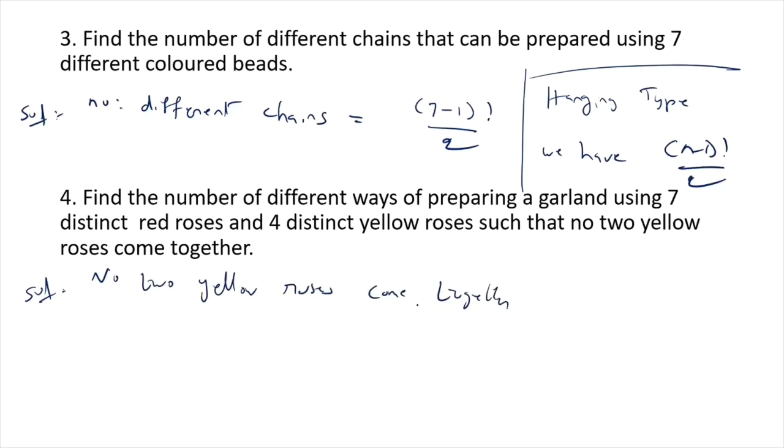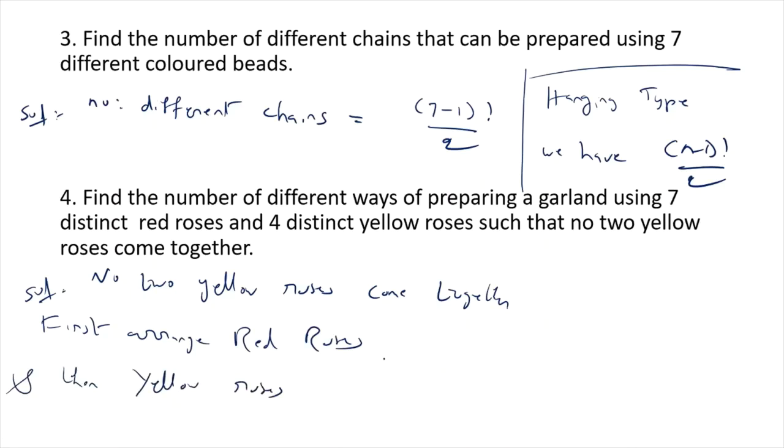No 2 yellow roses come together means first arrange the red roses and then the yellow roses. So the red roses can be arranged in (7 minus 1) factorial ways. And after arranging these 7 red roses, we have 7 gaps.